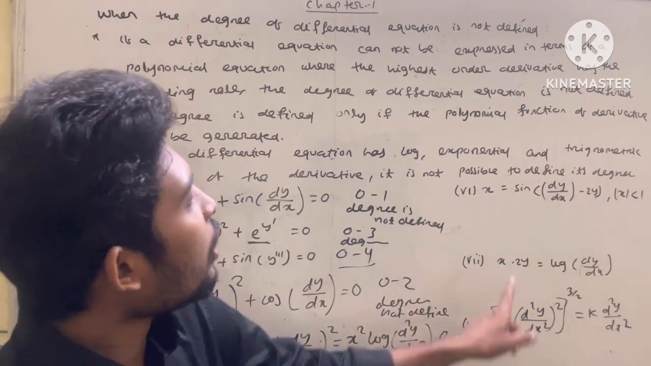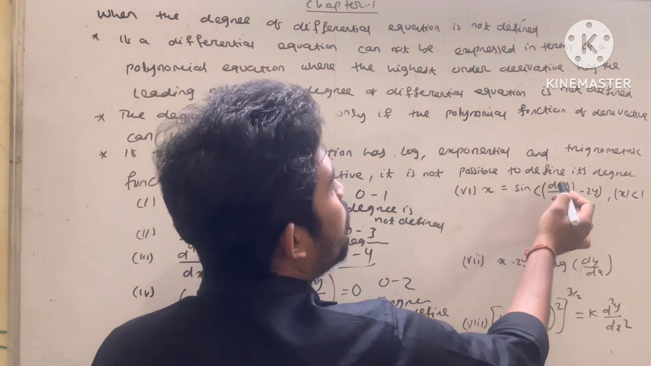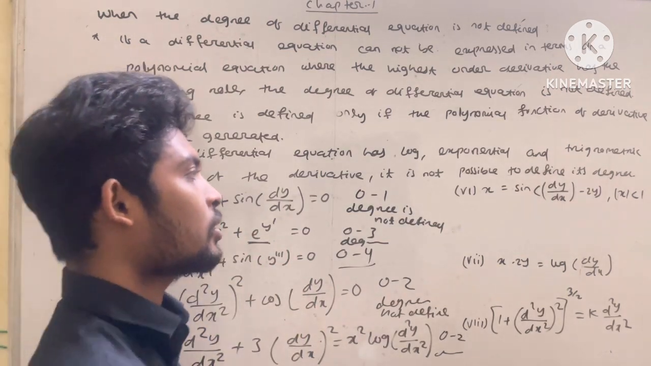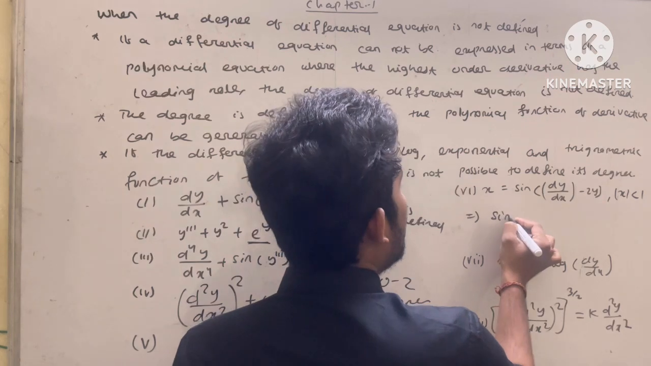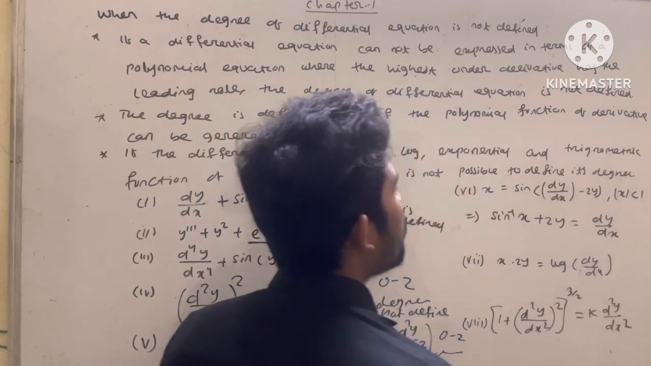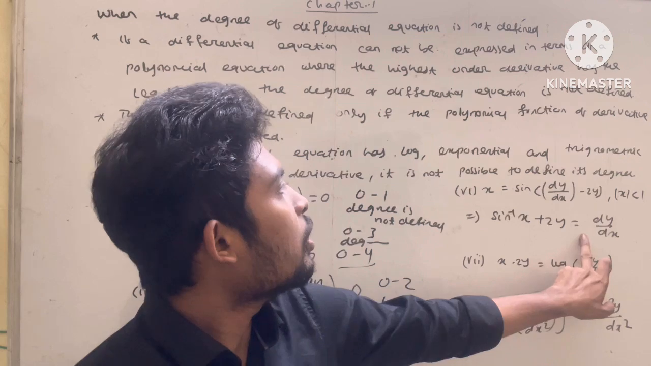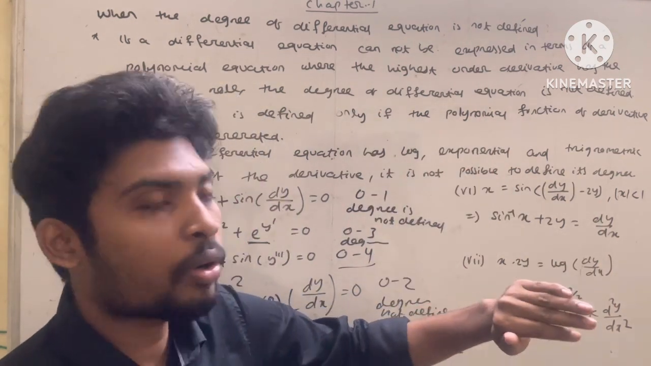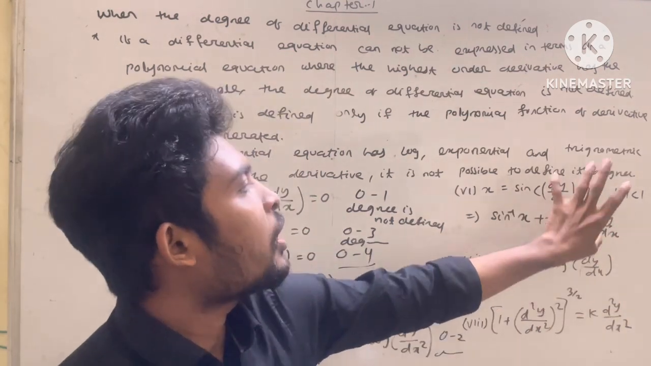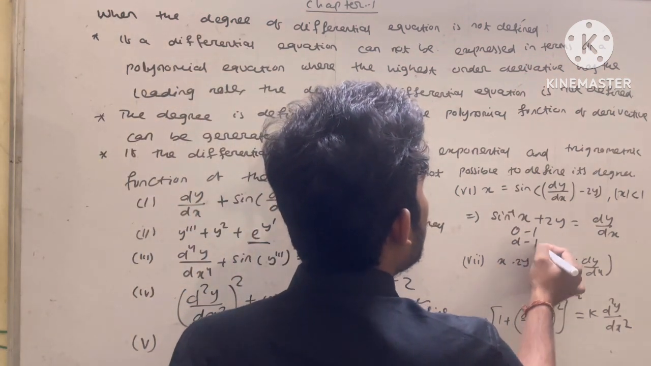Okay, and the next one, sine. Look at it very carefully. x is equal to sin of dy by dx minus 2y, with mod x less than 1. In that case, you have to write it as sin inverse x plus 2y is equal to dy by dx. Look very carefully: there are no log, exponential or trigonometric functions of the derivatives of y. That is why the degree is defined. So here the order is 1 and the degree is 1.